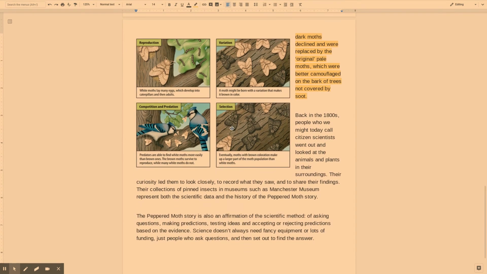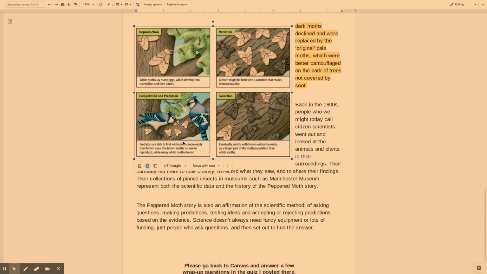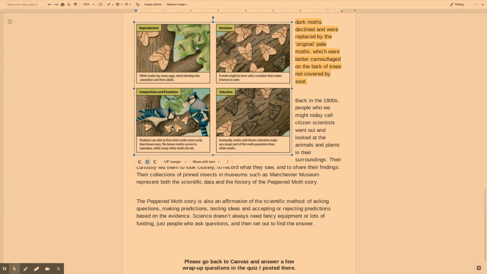Real quick, if we look at this picture, I think this does a good job of explaining it. So white moths lay many eggs, which develop into caterpillars and then adults. So that's our reproduction. Variation means that of those babies, most are going to be born with that same pale color variety, but a couple of them are going to be on the darker side. Okay, so then when birds show up and these moths are on this dark colored tree trunk, they're going to eat the ones that they find first. So in this particular case, they're going to eat the lighter colored ones, leaving the darker colored ones behind.